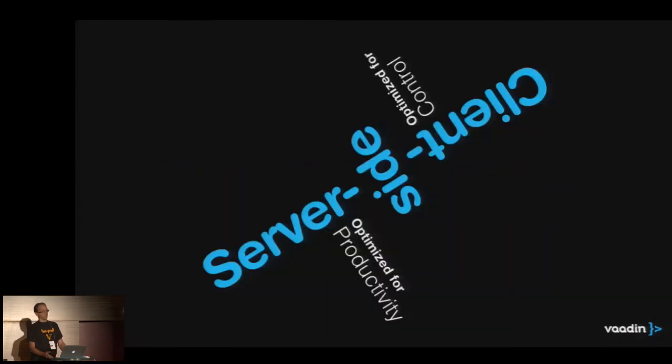So basically, we can look at this in a way that the server side programming model is optimized for productivity. So you want to get things done and you don't really care about the details. But on the other hand, if you look at the client side, it's more optimized for control so that you can do exactly what you want. You want to care about the details, but it's not as optimized for productivity. So you will spend some more time making the code for the client side.